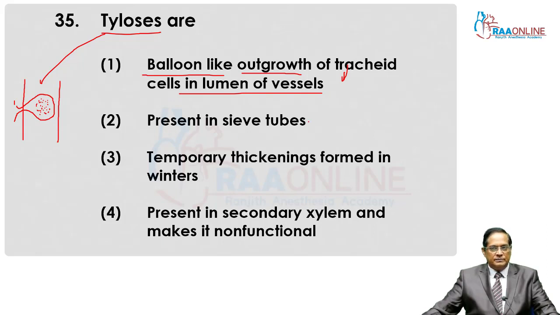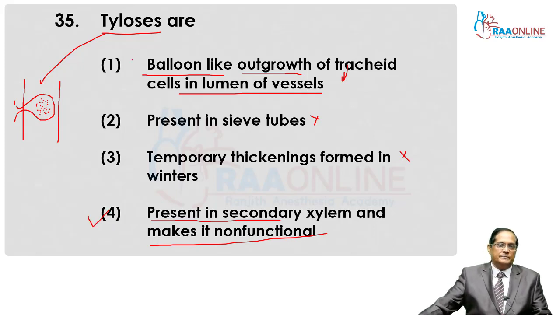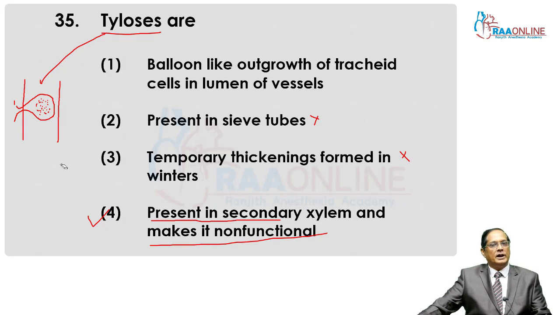Present in the sieve tubes, wrong; temporary thickening, wrong; present in secondary xylem, this is correct, and makes it non-functional. In the previous option, up to here is right, but tracheidal cells are not responsible for the formation of these structures. Hence the fourth one is correct. They are formed in the secondary xylem, balloon-like structures formed by the neighboring parenchyma, and because of these tyloses, secondary xylem is non-functional, that is, not able to conduct water and minerals. So out of these four options, the fourth one is absolutely right.